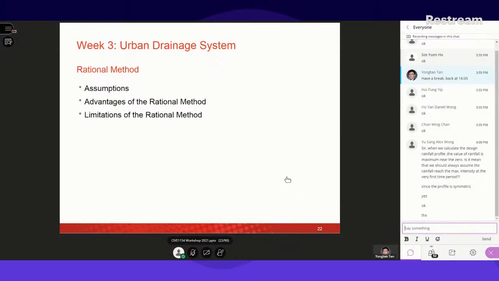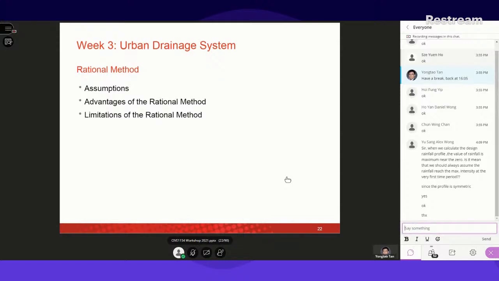Because to determine the peak flow, we need to know the critical duration. The critical duration of the rainfall is the catchment time of concentration. The third assumption is that the average recurrence interval of the peak discharge is equal to that of the rainfall intensity.